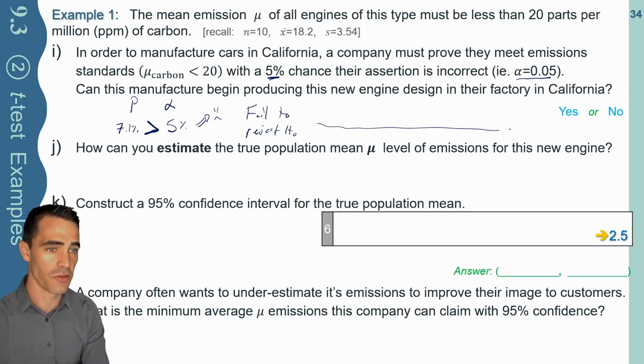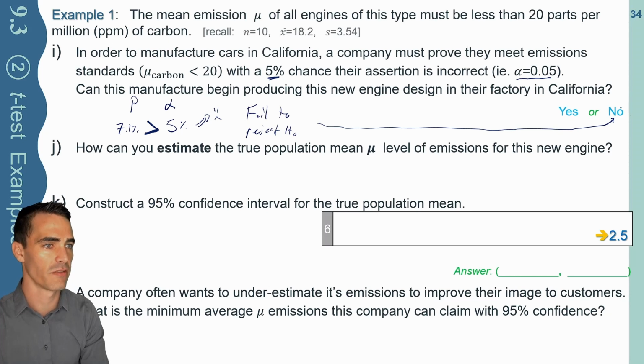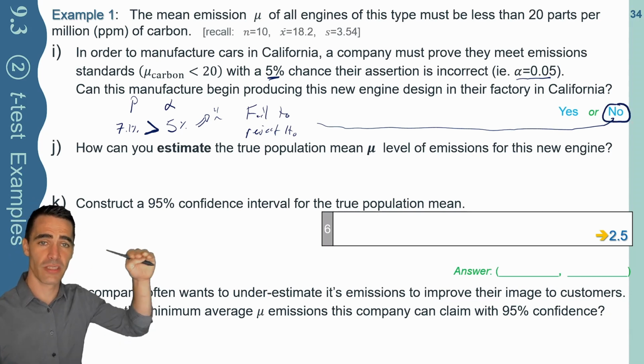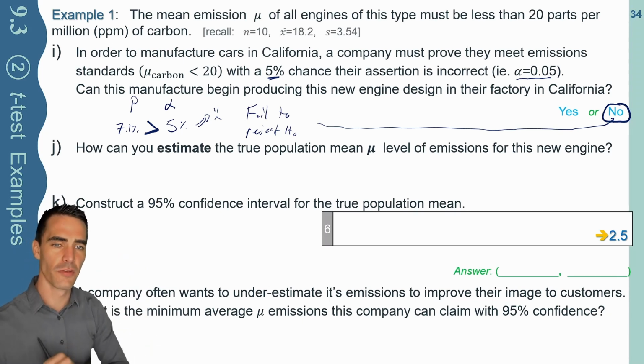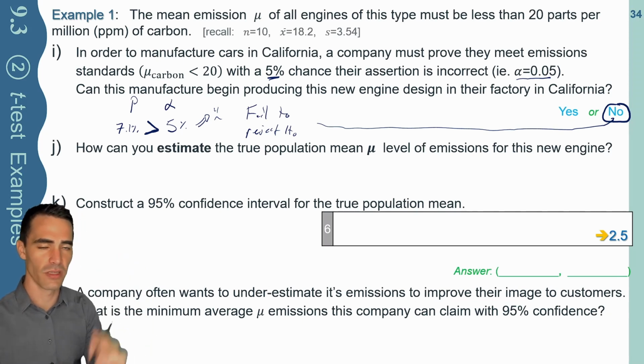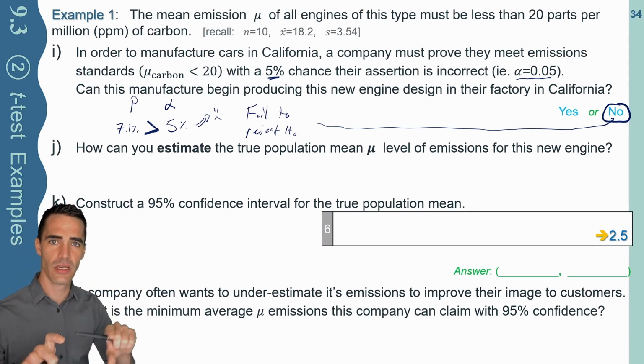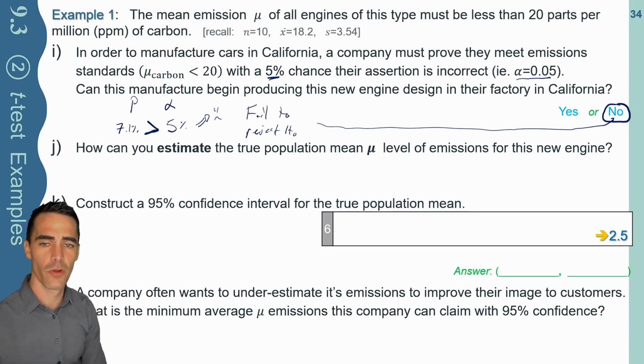And so in trying to produce in California with these more strict requirements, 5% level of significance, no, don't even think about it. And so because of that more strict level of significance, we are unable to produce engines, or at least produce this particular engine in California. But don't worry, it's not a complete loss. Maybe there's something else that we can do to get a more favorable prediction on our emissions.